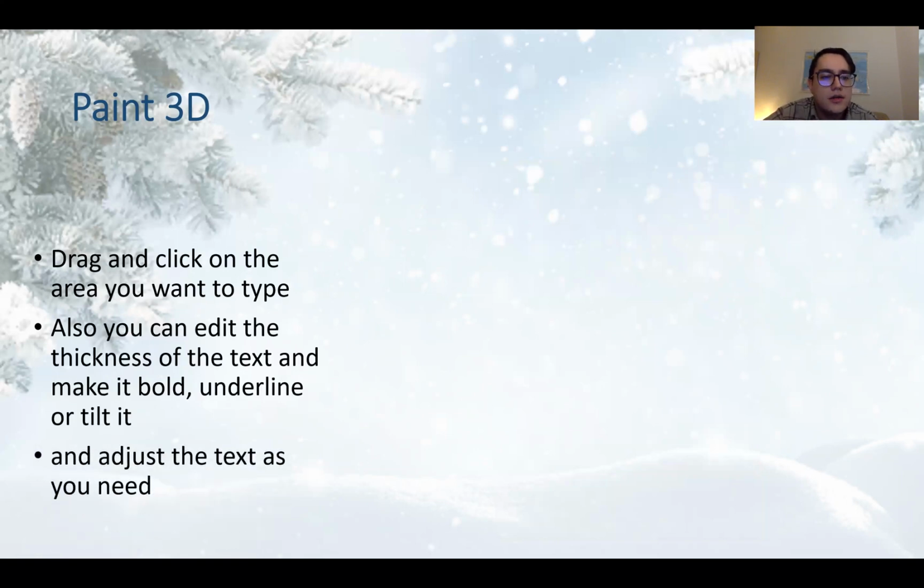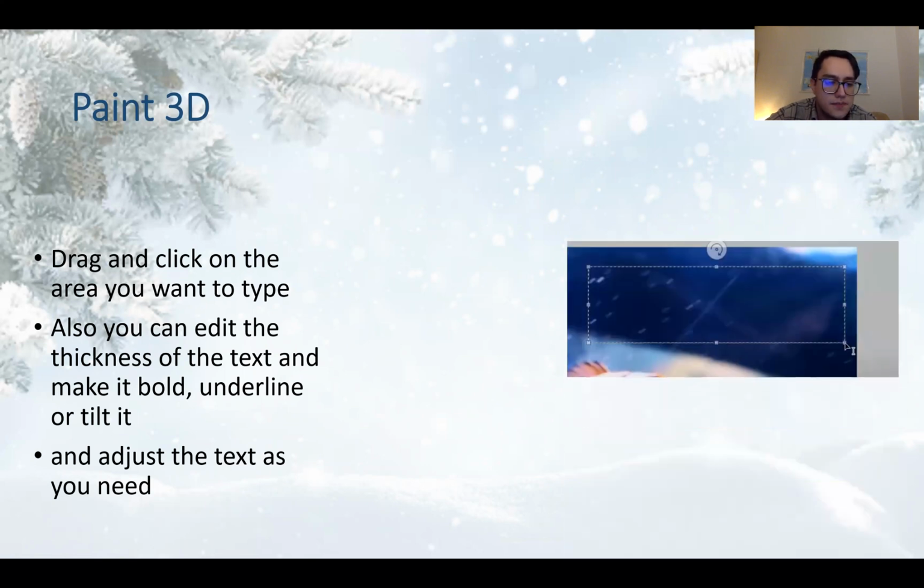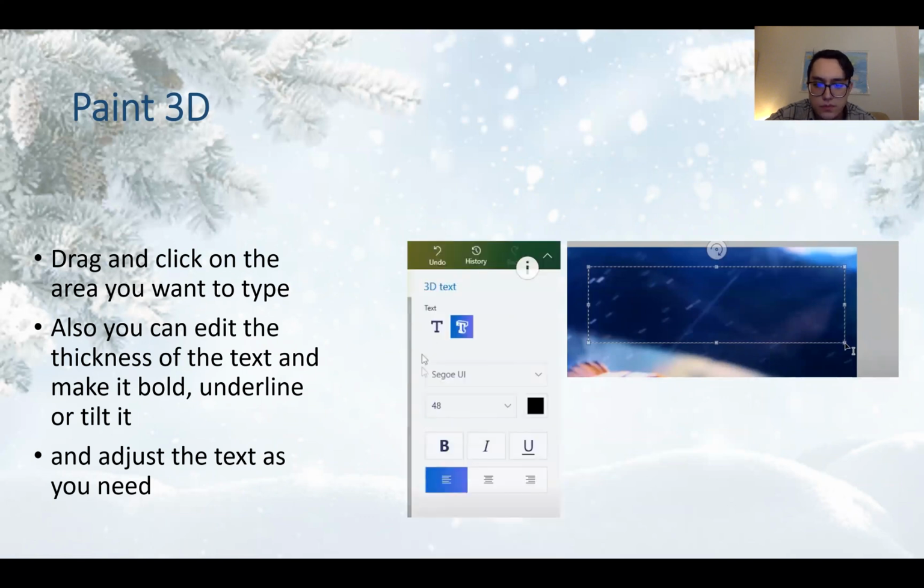Drag and click on the area where you want to type. Also, you can edit the thickness of the text and make it bold, underlined, or tilted, and adjust the text as you need. These options will help you to do those edits.